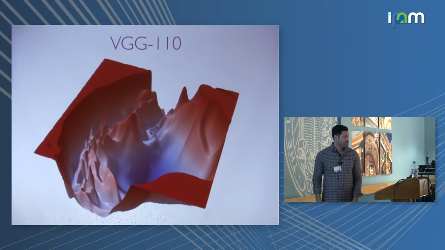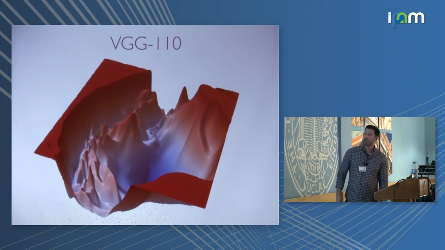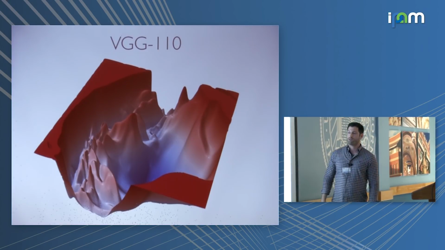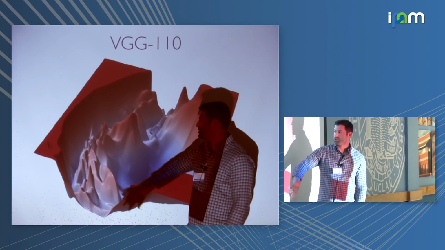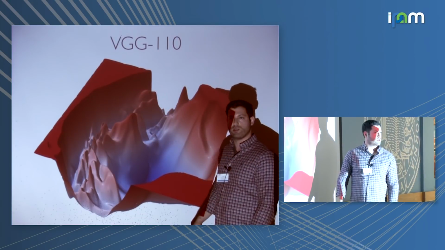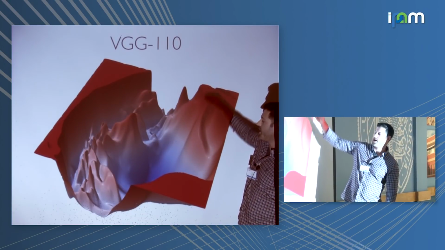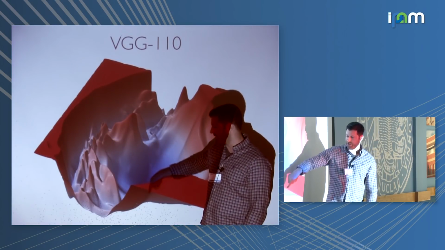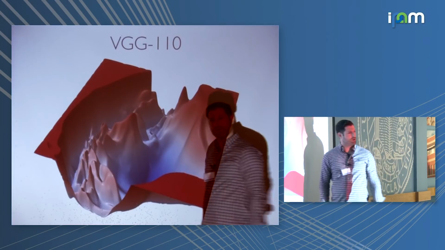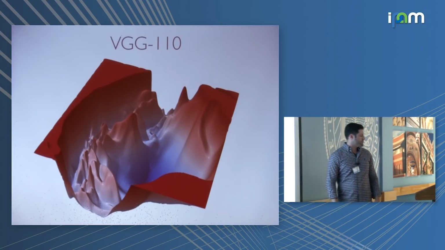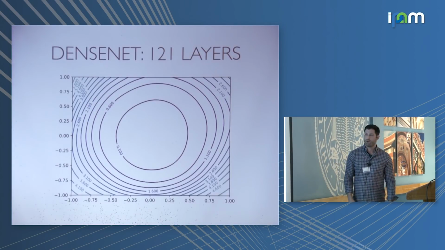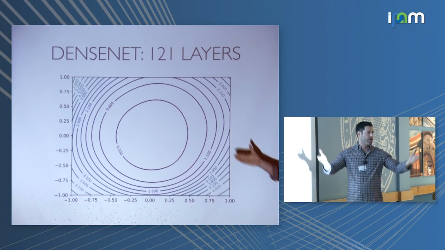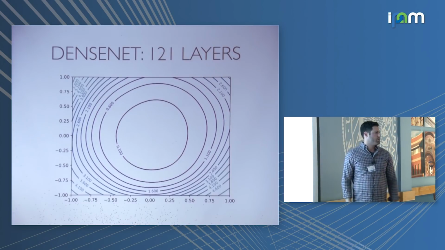So if you're still not convinced that there are qualitative differences between these landscapes, this is the loss landscape of that VGG-like network with 110 layers. And you'll see that there's basically a mountain range that passes through this region. Red is high, blue is low. And there's a little blue lake nestled in this valley with this big mountain range sweeping around it. If you compare that to something like DenseNet, this is a 121-layer DenseNet, it's so smooth, at least in 2 dimensions, it's basically a parabola. It has no visible nonconvexity at all.